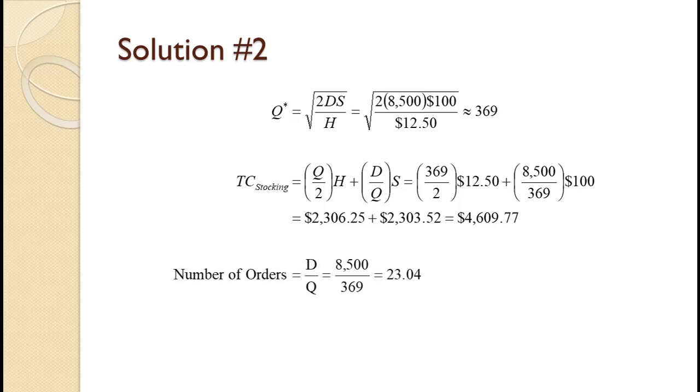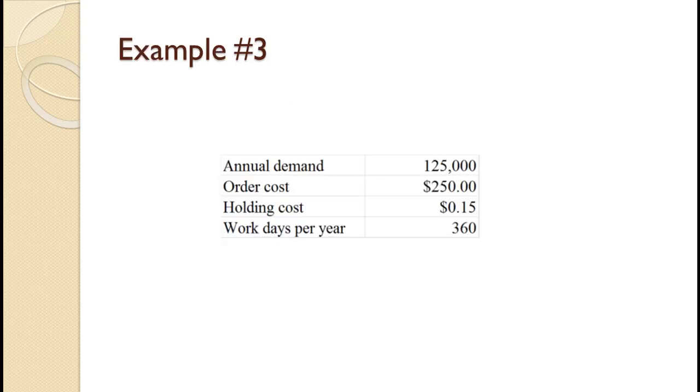Plugging in the annual demand of 8,500 and the order quantity of 369 gives us 23.04 orders per year. Plugging in the annual demand of 8,500 and the order quantity of 369 gives an order cycle of 0.0434. Multiplying that times the 360 working days gives us an order cycle of 15.63 days.